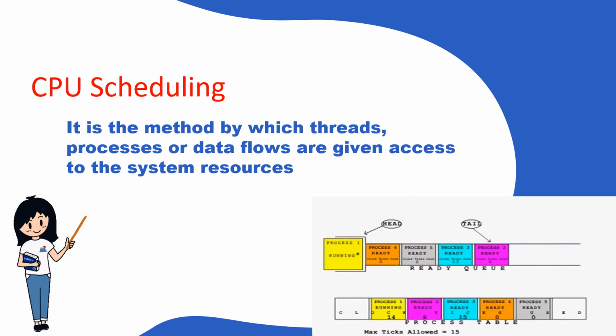Now let's discuss what CPU scheduling is. CPU scheduling is the process of determining which process will own the CPU for execution while other processes are on hold.